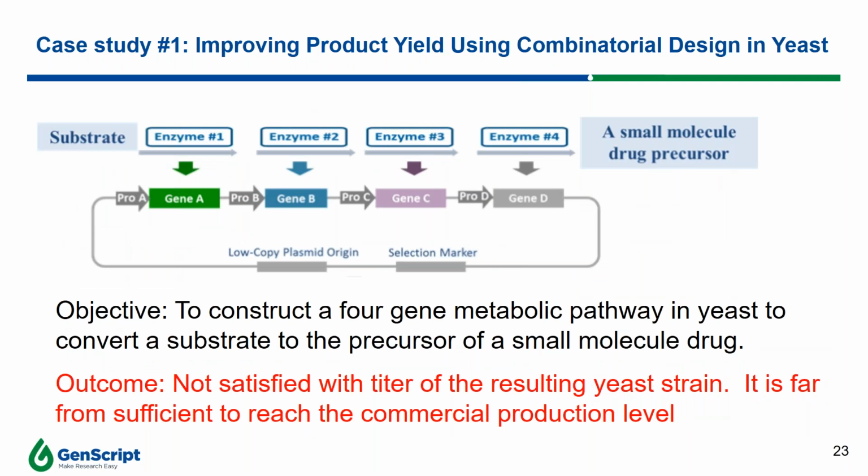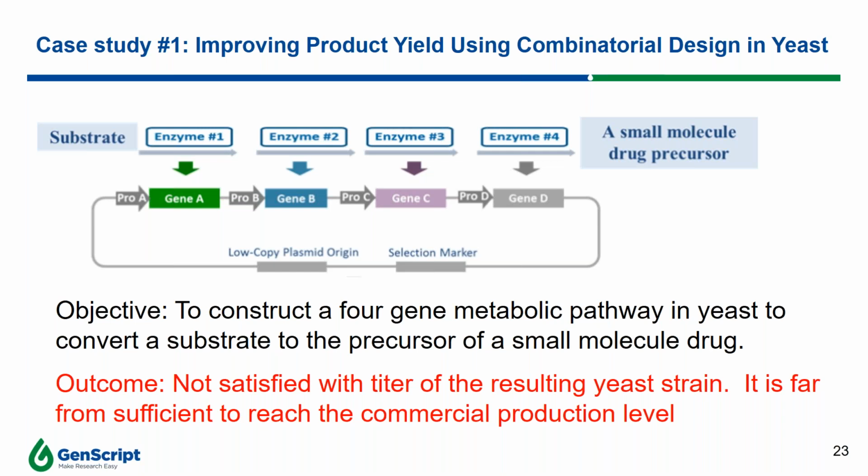And now I would like to move on to show you a couple of our in-house case studies of how our in-house technology can help our clients in their study. The objective of the first case study was to construct a 4-gene metabolic pathway in yeast to convert a substrate to the precursor of a small molecule drug. The idea was simple. What the client did initially was to combine all these 4 pathway genes together under the control of 4 constitutive promoters.